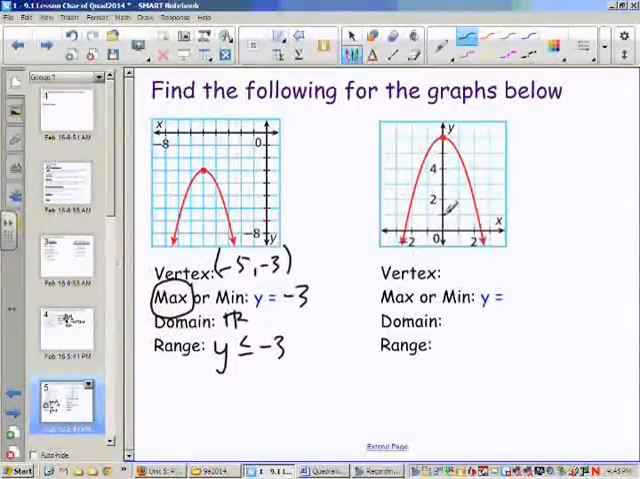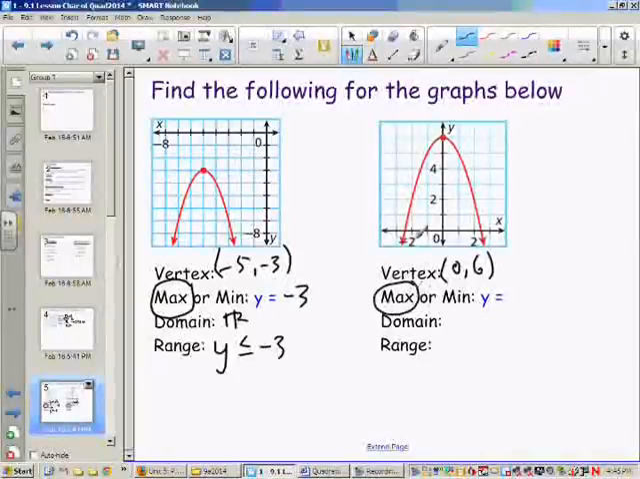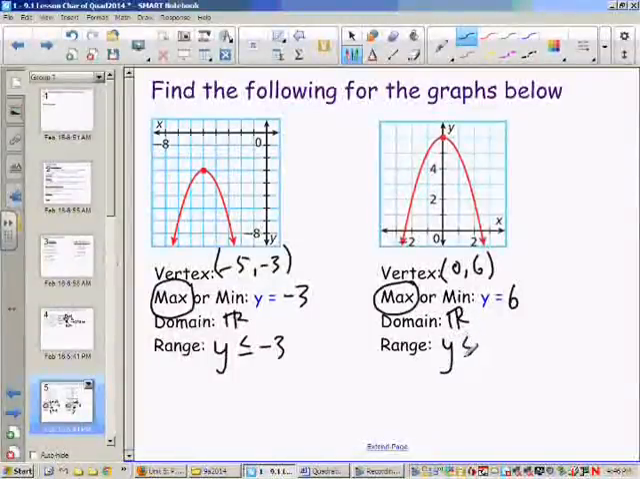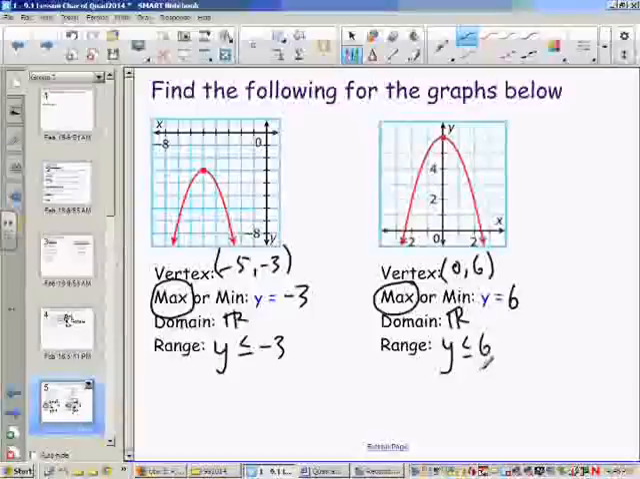Why don't you try this one on your own and then hit play after you've made your best guess. Okay, the vertex, the x-coordinate is 0. The y goes up to 6, it looks like. It is a maximum because this parabola opens down, so the y value increases until it gets to 6. Then after that, it descends, comes down. Domain, all reals. The range, because it's a max, is going to be all values less than or equal to the maximum of 6.